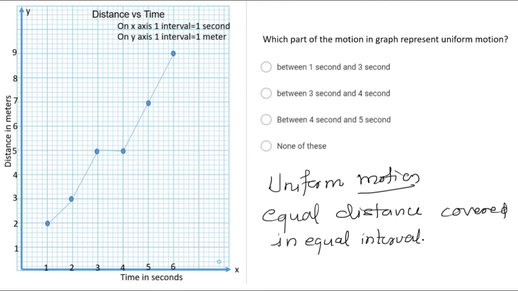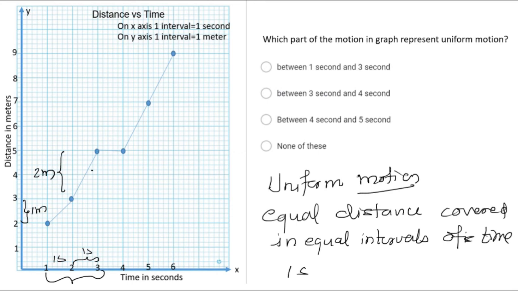Intervals of time. And what is the interval here? The time interval here is 1 second. So if you can find here, from here to here, in 1 second, 1 meter distance is covered. Now the next 1 second, 2 meter distance is covered, right? So this from here to here is not a uniform motion.